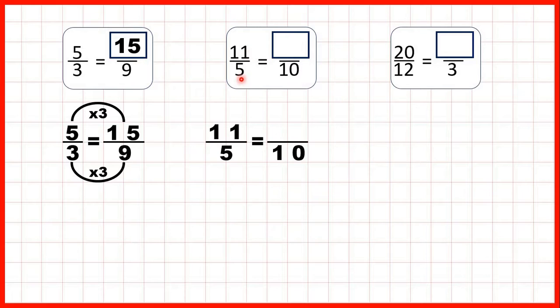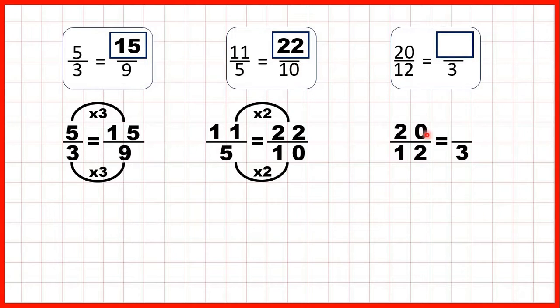Now 11/5 is equivalent to how many tenths? Well, 5 times 2 is 10. What we do to the denominator, we do to the numerator as well, and 11 times 2 is 22. So that's our numerator.